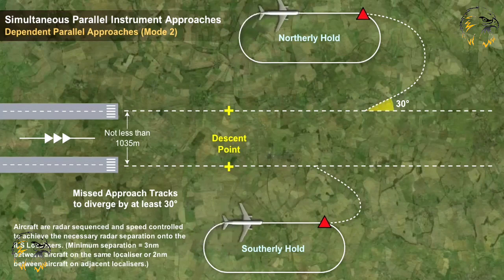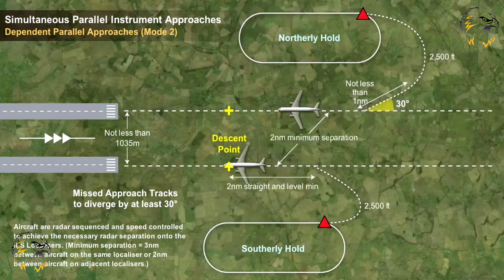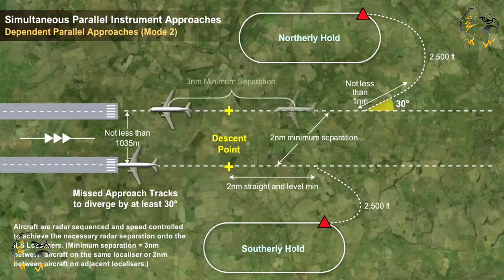Mode 2 is when dependent parallel approaches are made to parallel runways, where radar separation minima between aircraft using adjacent ILS and or MLS systems are applied.